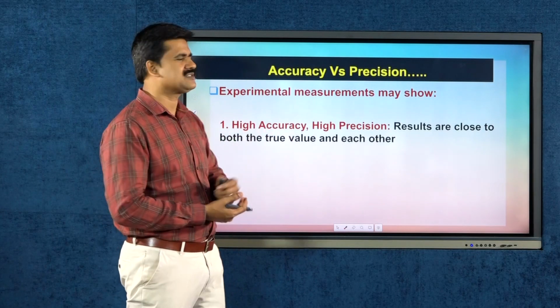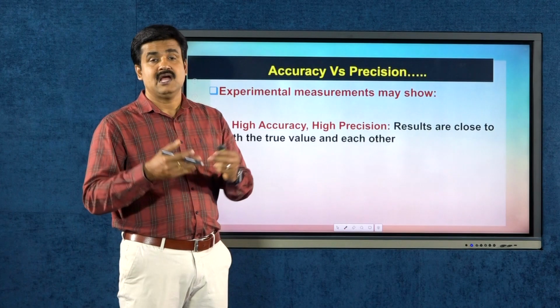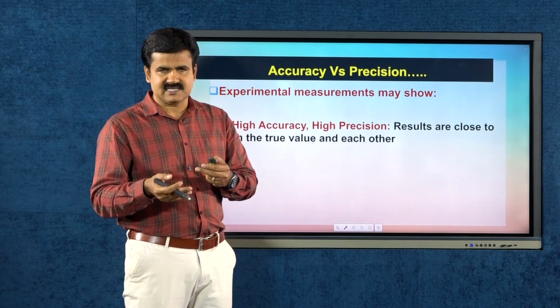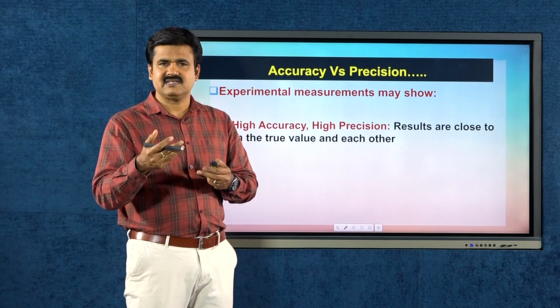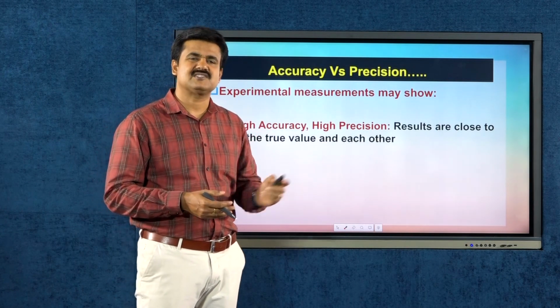So, the first possibility is high accuracy and high precision. Results are close to the true value and are also close to each other. Close to each other means the values are precise. High accuracy means the obtained values are close to the true value. So, this is the first possibility.